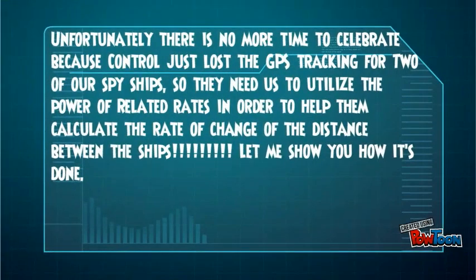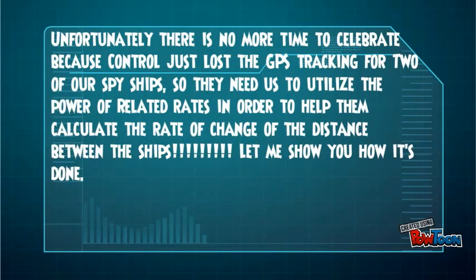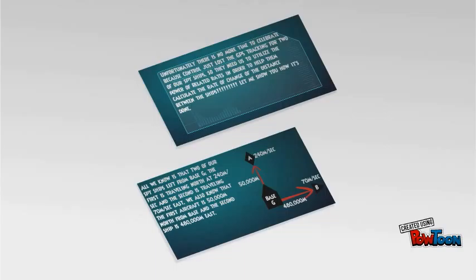Unfortunately, there is no more time to celebrate, because Control just lost the GPS tracking for two of our spy ships, so they need us to utilize the power of related rates in order to help them calculate the rate of change of the distance between the ships. Let me show you how it's done.